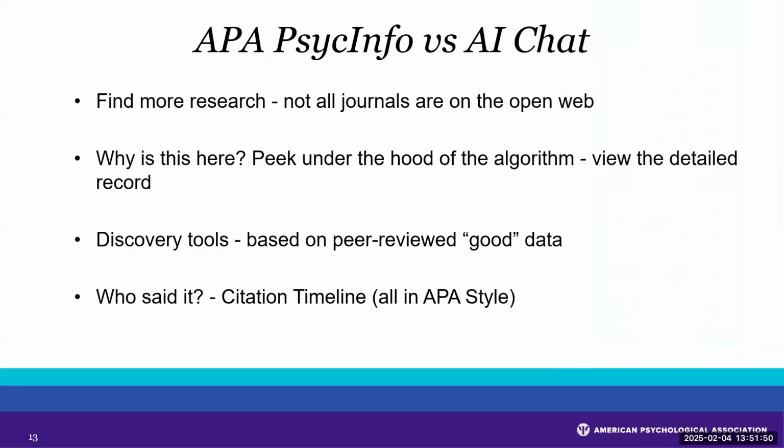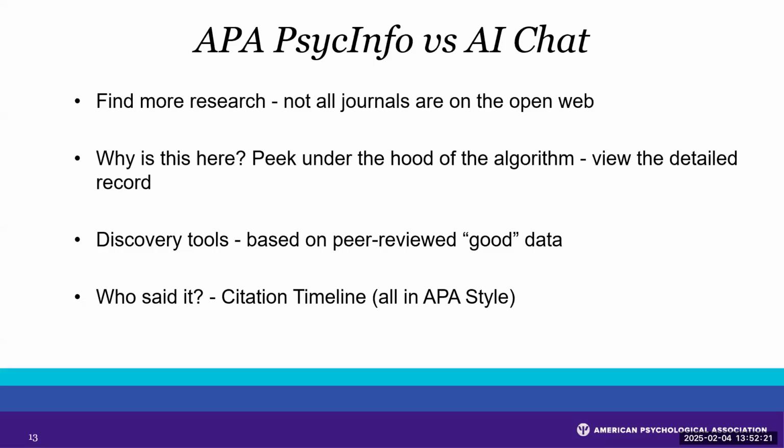And again, for those of you who are librarians, you probably know all of this, but I'm trying to helpfully frame some of these conversations for you. Why would you use PsycInfo when ChatGPT exists, right? And these are some of my pitches for that audience, right? You can find the research, the full text, the abstracts beyond what's available on the open web. You can peek under the hood. It's not a secret algorithm in PsycInfo Classic. You get the sources from the citation timeline.